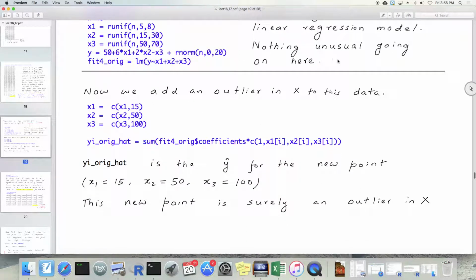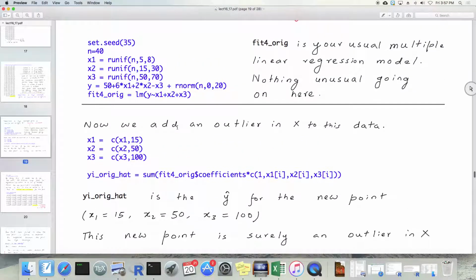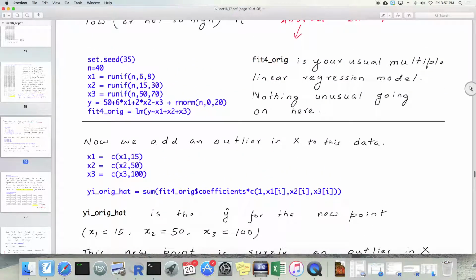Now we add an outlier to this data. It's an outlier in x. So at the end of x1 I add 15, at the end of x2 I add 50, at the end of x3 I add 100. So if you look at uniform 5, 8, 15 shall be an outlier. If you look at 15, 30, if all observations are between 15 and 30, then the value 50 shall be an outlier. Similarly, the value 100 is also an outlier.